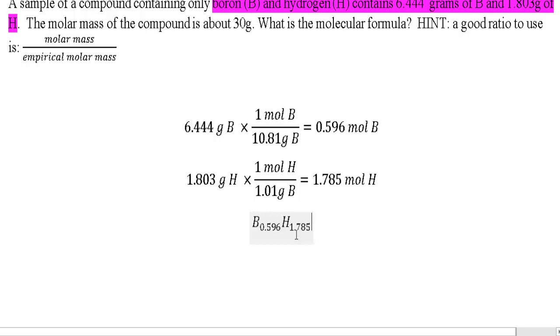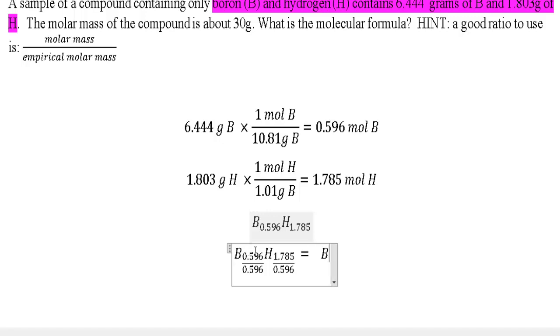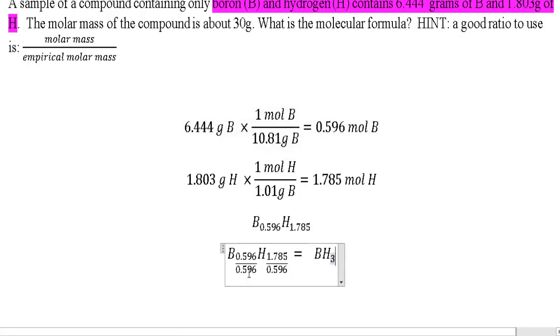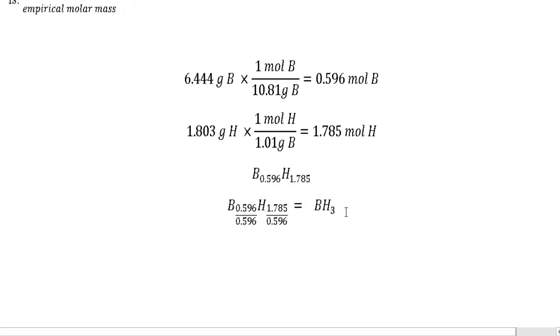Automatically, you know that's not right. We need whole numbers. So how will we get this to a whole number? Well, let's divide both these numbers by the lowest number, which is going to be 0.596. It's also known as normalization, forcing this lowest number to 1. So I divide both numbers by 0.596, the lowest number, so that automatically gets to 1. That's fine. And this H gets to 2.999. We want to get it to 3. Remember, always try to get to whole numbers. So BH3.